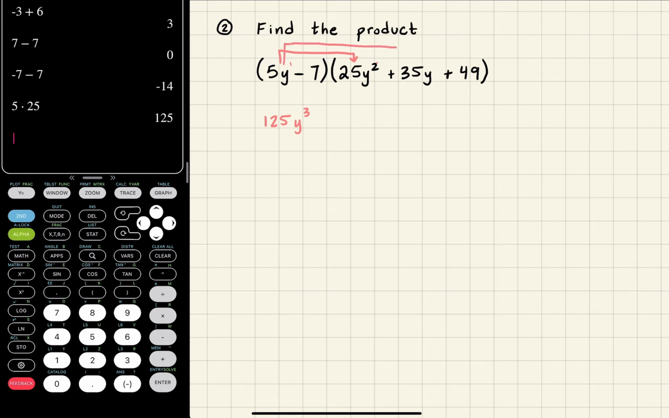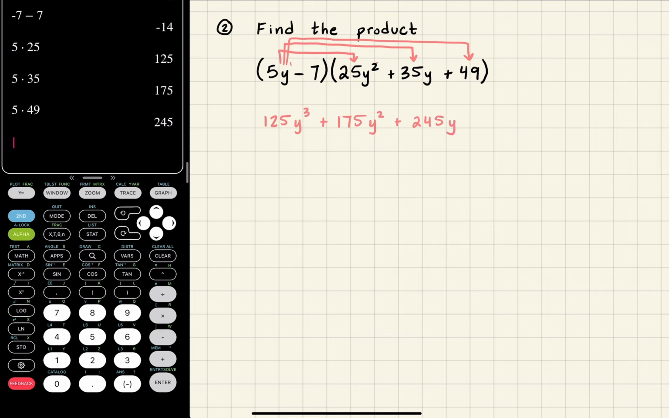Continuing on, 5y is going to go and multiply by 35. 5 times 35 is 175. And y times y, that's y to the 1 times y to the 1, 1 plus 1 is 2. Finally, the 5y will multiply by the 49. 5 times 49 is 245. And we still have our y there. Okay.